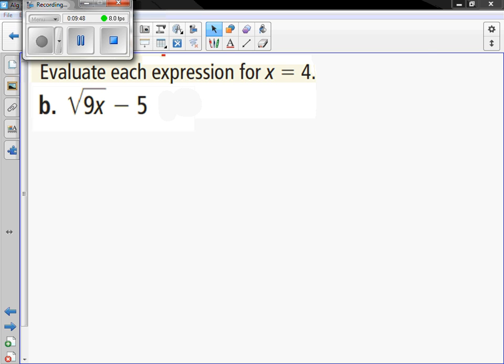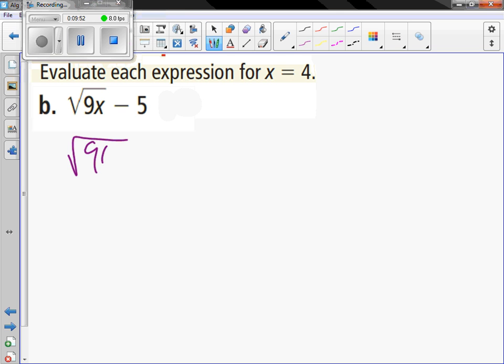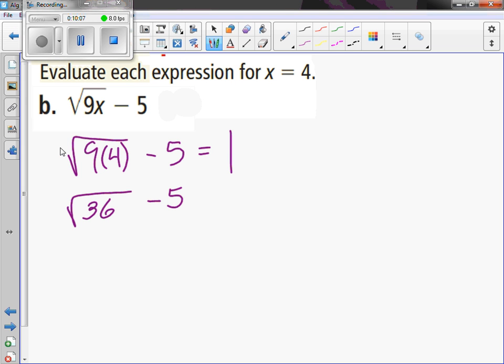Okay, so when we look at this here, we plug it in, so we've got the square root of 9 times 4 minus 5. If I plug this into a calculator, we get 1, yes? Because 9 times 4 is 36. The square root of 36 is 6. And 6 minus 5 is 1. That's it. Questions on these here? We good with this here? Yes?